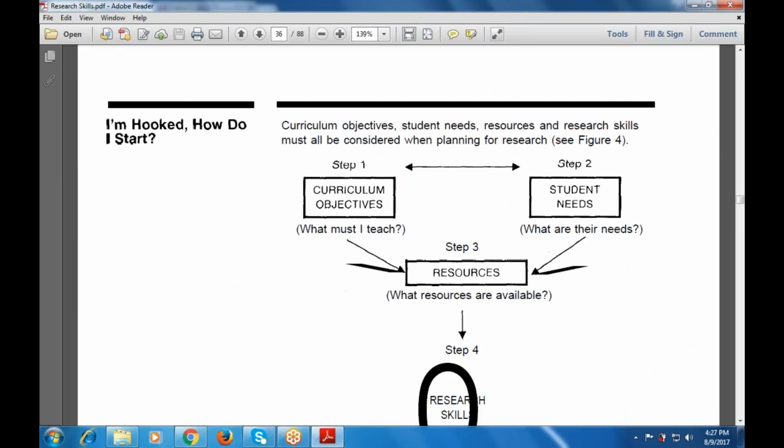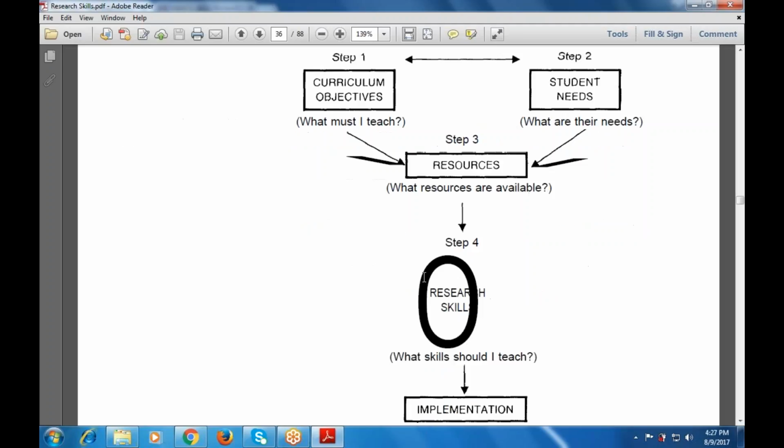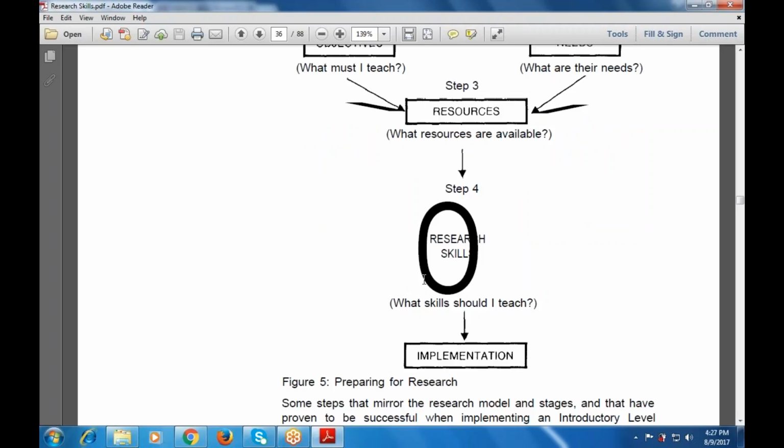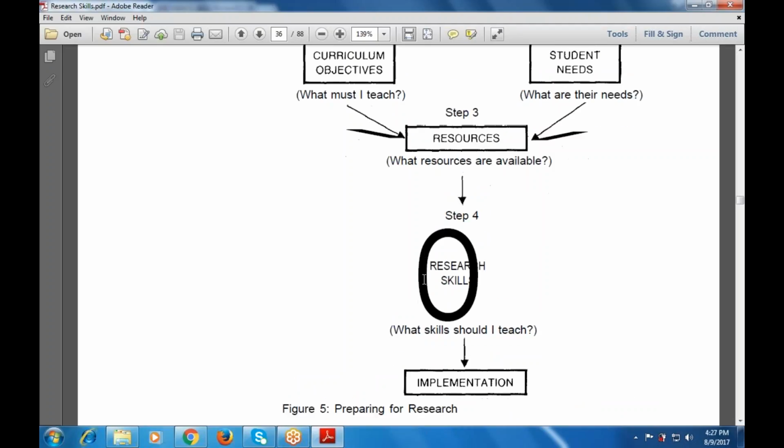Now these are the steps. Curriculum objectives, that is stage one, step 1: what must I teach? Step 2, what are their needs? Step 3, resources: what resources are available? So what is the curriculum syllabus? What is the need? What are the resources? And stage number 4 is research skills, and stage 5 is implementation. So there are 5 stages: curriculum, need, resources, research skills, and implementation.